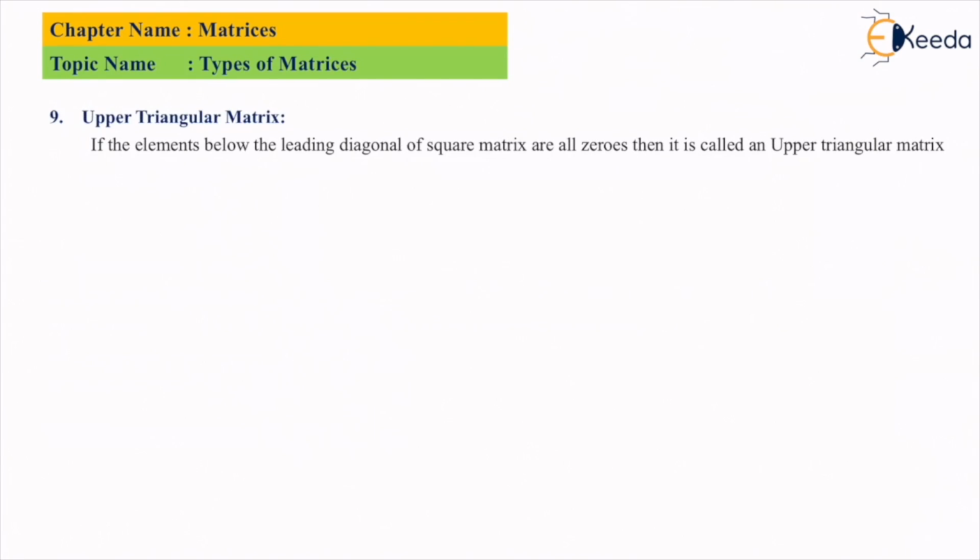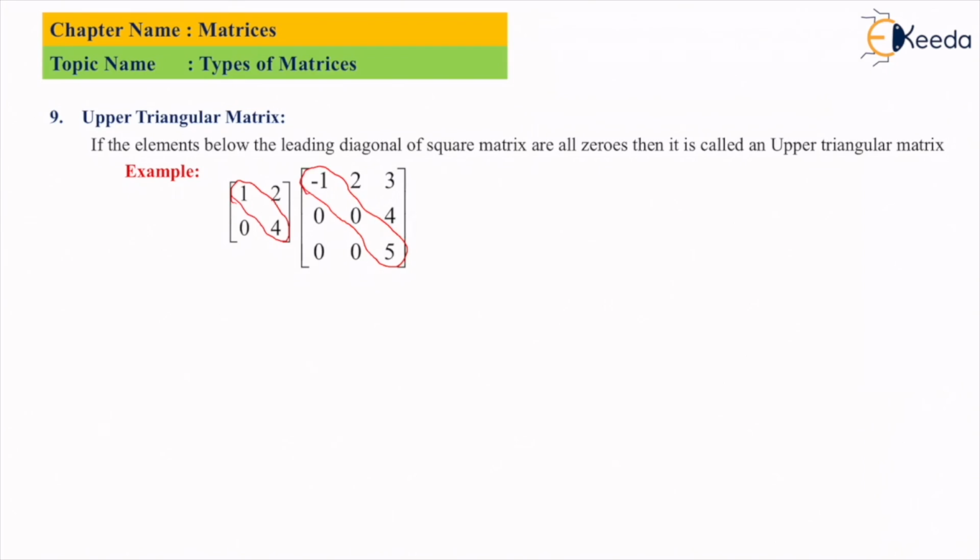Now, the ninth matrix is an upper triangular matrix. So the definition says if the elements below the leading diagonal, so here the leading diagonal is this 1, 4, and here the elements are -1, 0 and 5, so elements below leading diagonal, if all these elements are 0, then such matrix is called as upper triangular matrix. Now guys, how you can remember this is when we say upper triangular, it means elements above the leading diagonal can be non-zero. This is how you have to remember.